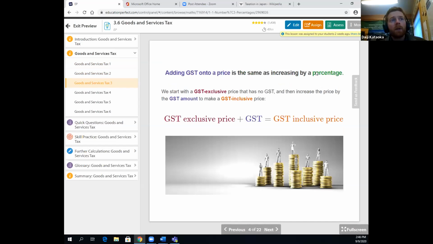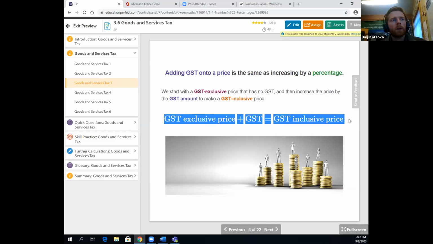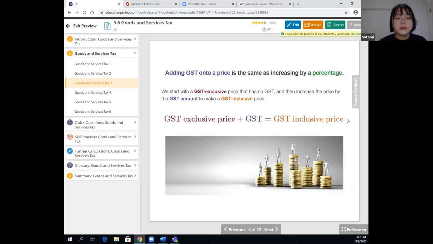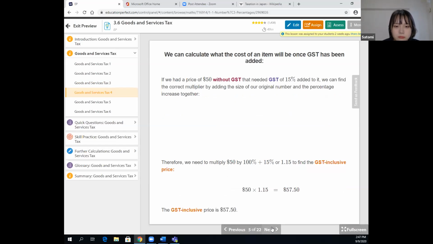So it's the same as increasing by a percentage. We start with a GST exclusive price, so that's like what you can buy at the airport, GST exclusive. That has no GST. Then we increase the price by the GST amount to make it the GST inclusive price. So you understand this equation? Yeah. GST exclusive price plus GST equals GST inclusive. So exclusive means without, inclusive means including, with. Okay.